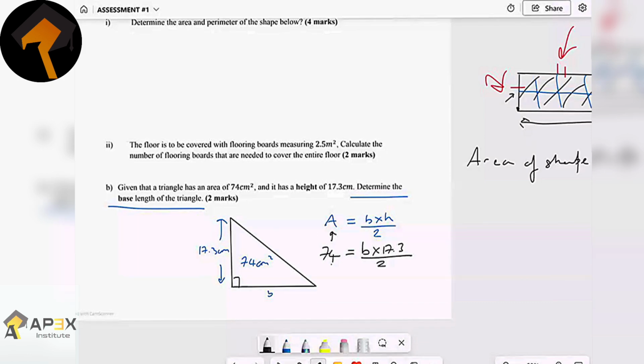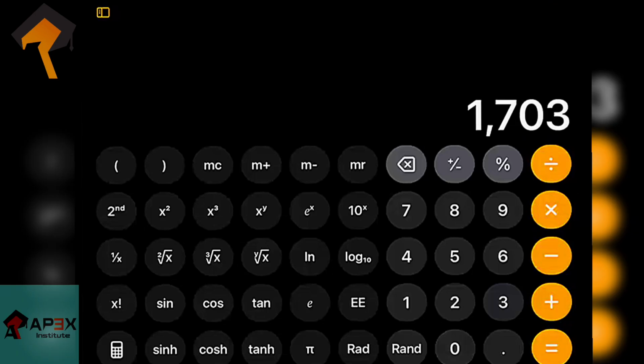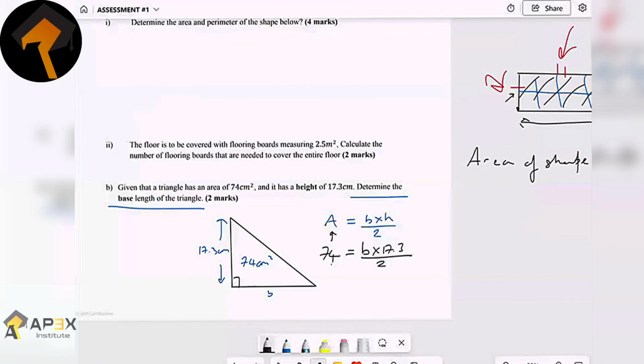Let's grab our calculators here. 17.3 divided by 2. That's 8.65. This is this part right here. All we have here, guys, is 17.3 divided by 2. That's the only thing that can be done right here. So then we're going to have 74 is equal to the base times 8.65.